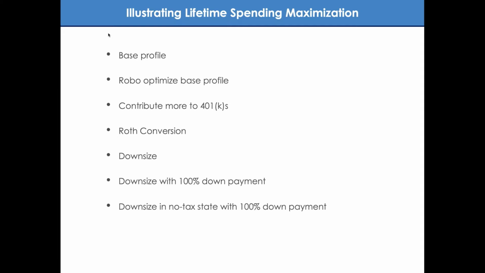One is Social Security collection decisions, and also retirement account withdrawal decisions. Then I'm going to look at contributing more to 401(k)s, whether that can matter much to a client's lifetime discretionary spending and therefore their annual living standard. I'm going to look at a Roth conversion, to see if that can help. I'm going to consider downsizing the home, and then downsizing the home with a 100% down payment. Then I'm going to downsize the home in a no-tax state, which is going to be Texas in this case. The couple is going to move from Connecticut to Texas. And then I'm going to do one other optimization that I failed to put in here, which is annuitize the retirement account withdrawals.